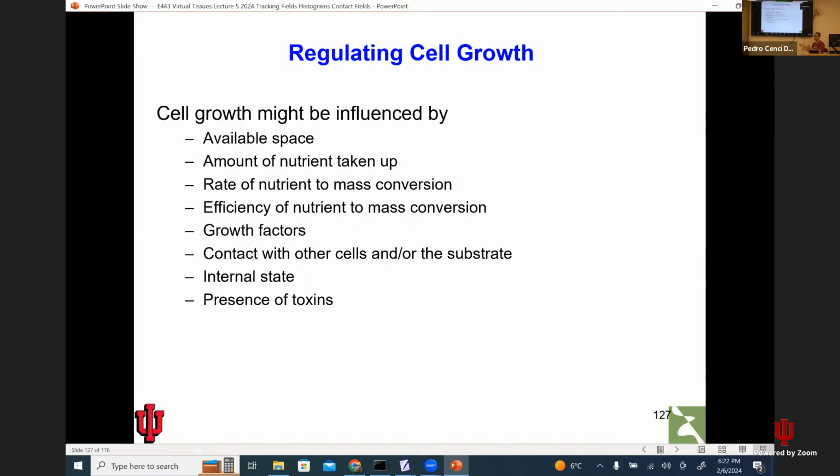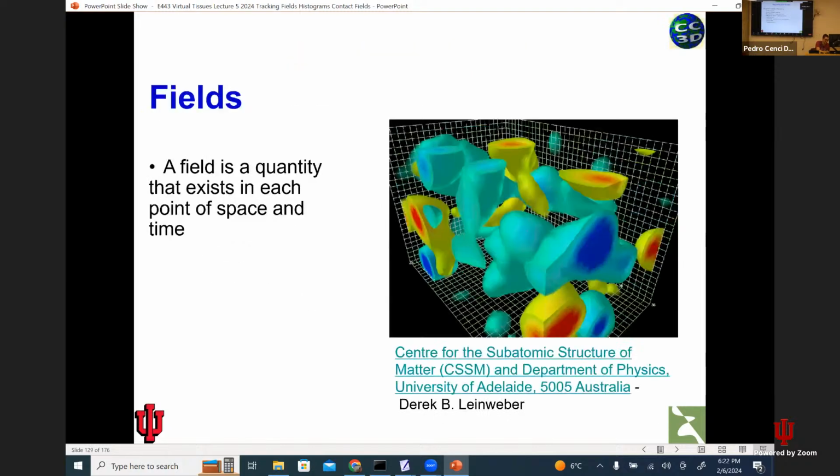Contact with other cells or substrate. Some cells only grow when they are in contact with other cells, otherwise they migrate or other behaviors. Is that like the mesenchymal cells? Yes. Or yeah, you have the epithelial mesenchymal transition, and the inverse. Presence of toxins, etc. Metabolism. If you inhibit cell metabolism, it's going to be different, I guarantee.